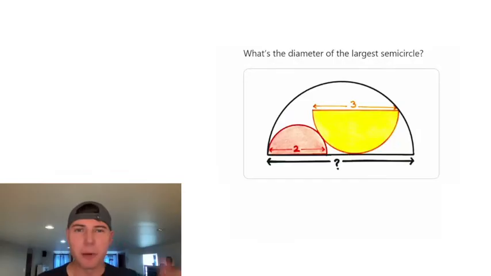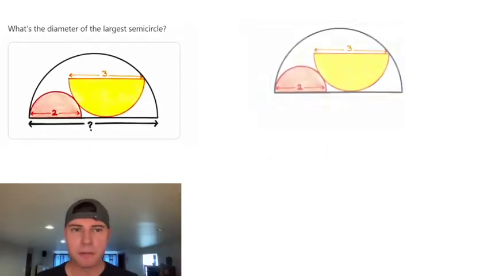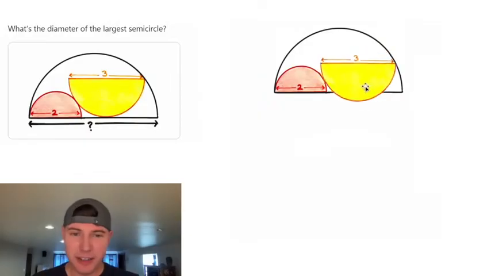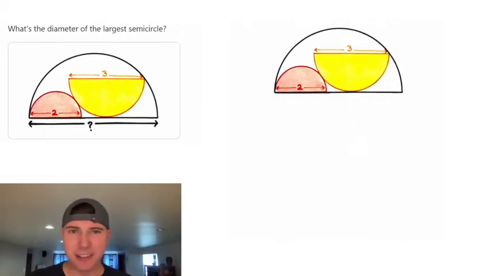If you want to try it on your own, pause it right now, because I'm going to solve it in 3, 2, 1. First thing, just visually, we can drag this down here, and it looks like it's just going to be this diameter plus this diameter. So my initial guess is question mark equals 5. If not, I think it's going to be very close to 5.